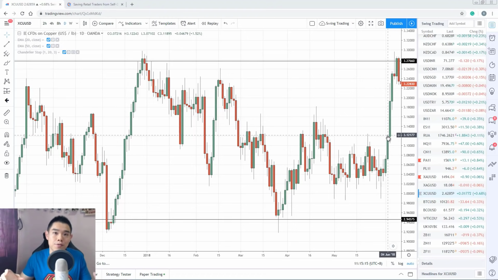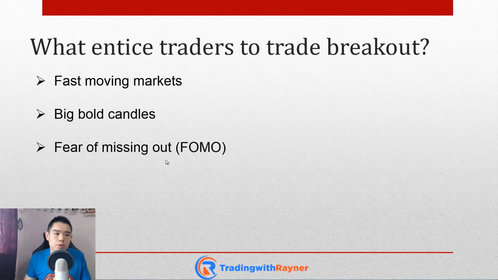This is important because if you want to profit from this group of traders who get trapped, the breakout traders, you have to be aware of what gets them excited. The reason traders trade breakouts in this manner is the fear of missing out. They don't want to miss the move. They don't want to see the market take off without them and make them feel like a fool. So this fear of missing out will cause traders to buy breakouts when the market is moving fast.